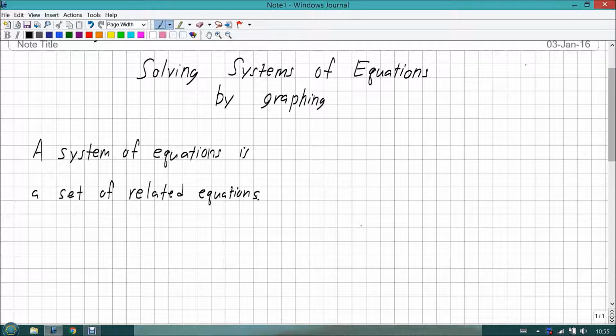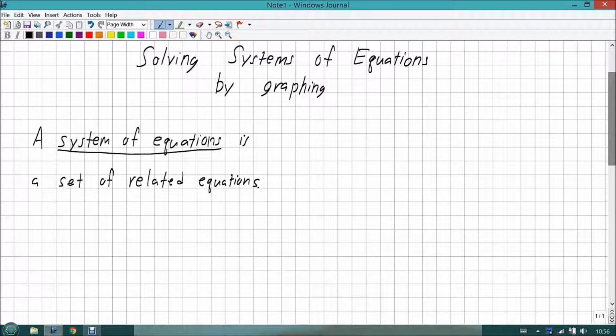Sometimes we like using linear equations because linear is pretty nice to work with. Linear usually only gives you one real result most of the time, but there are some exceptions to that. So a system of equations is a set of related equations, like a bunch of lines on the same set of axes, because they're all equations that are related in some way.